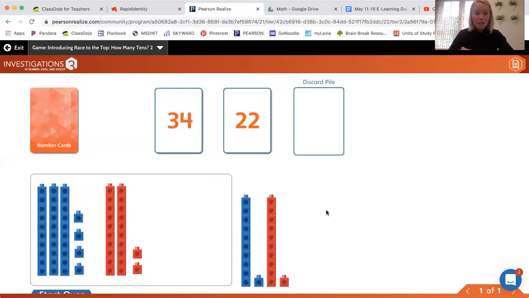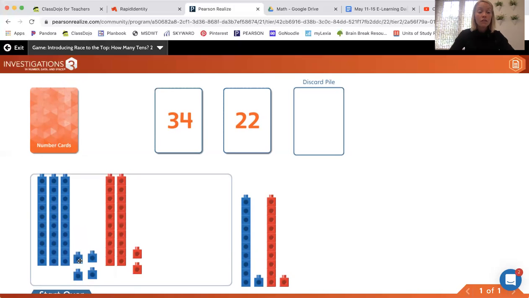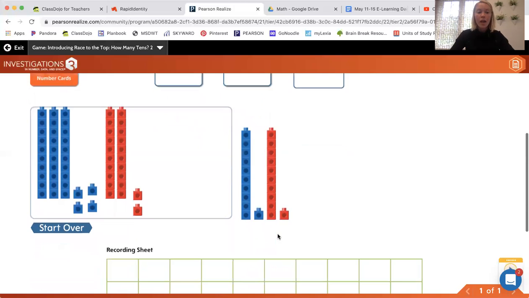Okay, one way for me to do this is to put all of the 10s together, and then I'll put all the ones together. So I'm going to do 10, 20, 30, 40, 50. So I counted all of those, and now I'm going to count my ones. 51, 52, 53, 54, 55, 56. Okay, so I have 56.